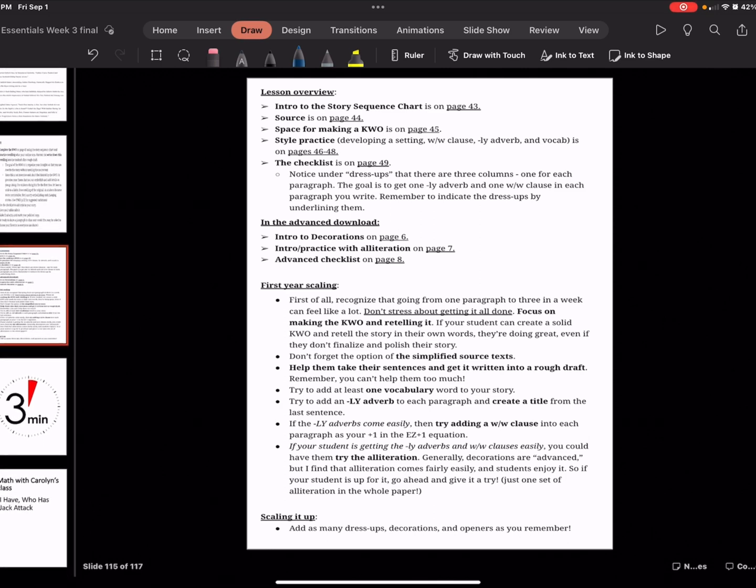And we did math with Miss Carolyn's class with the I Have Who Has cards, and we played Jack Attack. It was lots of fun. If you have any questions about that, let me know. Guys, have a great day.